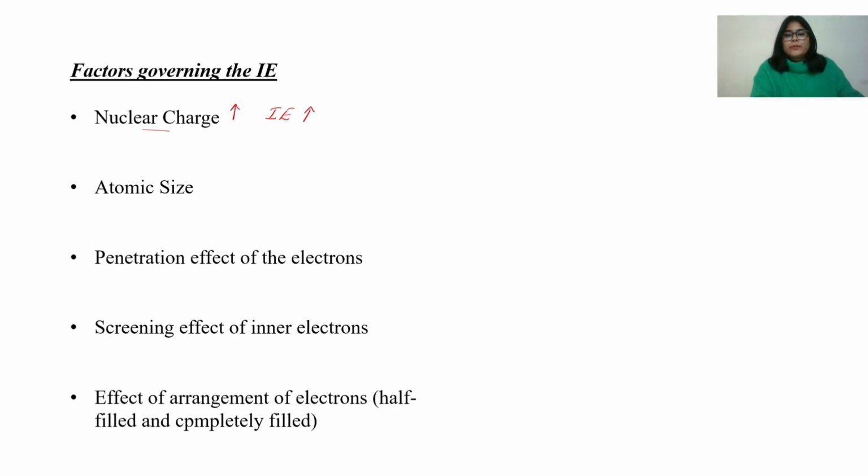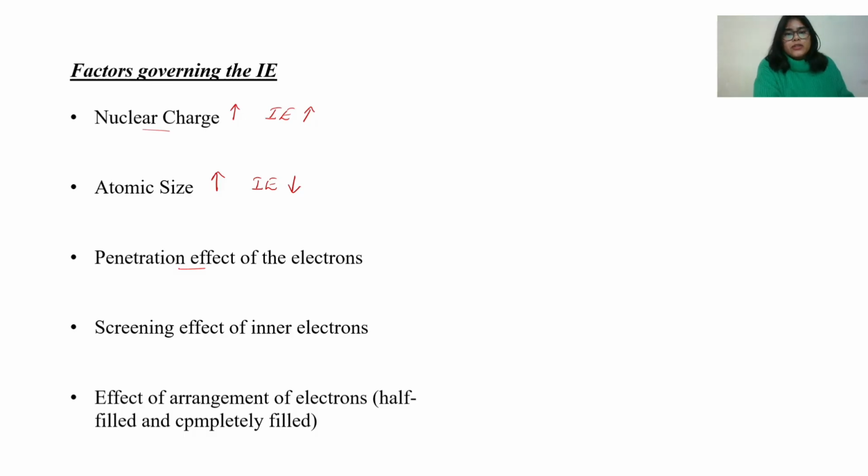Next factor is atomic size. When atomic size increases, the distance between the valence electron, which is in the outermost shell, and the nucleus will also increase. The farther it is, the lesser the influence of the nucleus on it, meaning lesser attraction, and therefore it is easier to remove that loosely bound electron. So less energy would be required to remove it. Basically, as atomic size increases, ionization enthalpy would decrease. Then the third factor is the penetration effect of electrons.